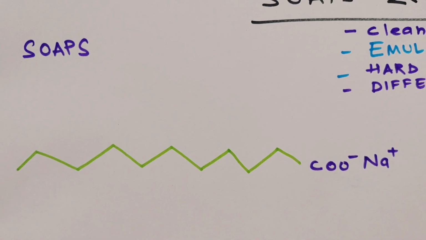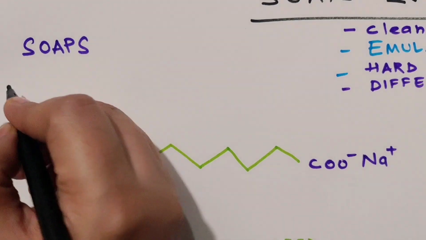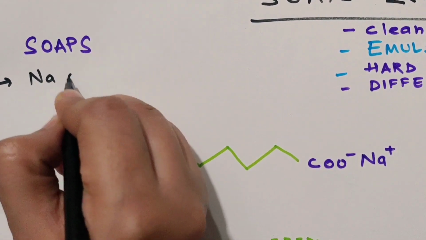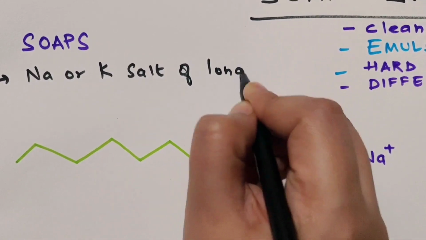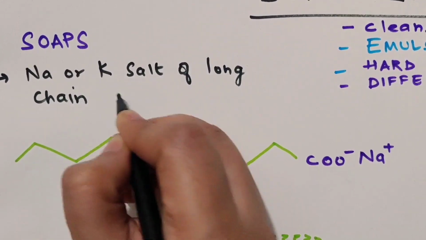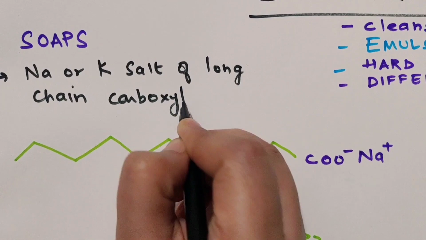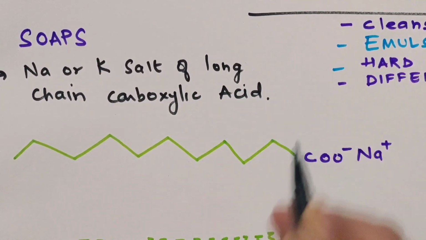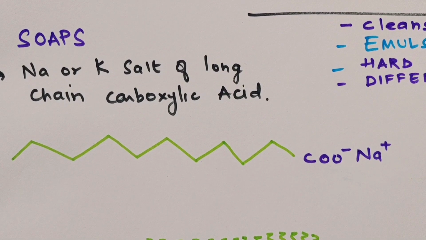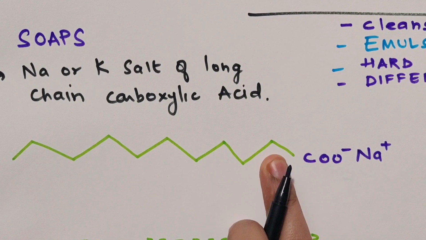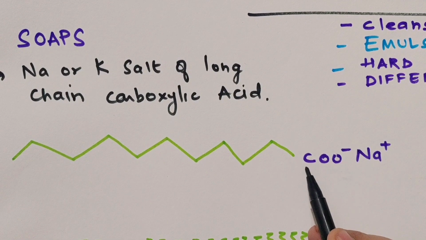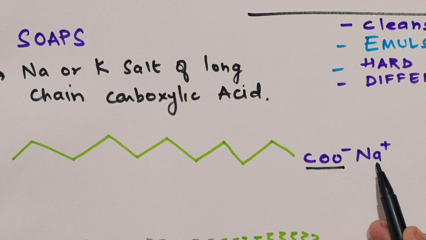Okay, so let's first talk about what a soap molecule is chemically. A soap molecule is a sodium or potassium salt of a long chain carboxylic acid. That is the very definition of soap. It looks something like this. This is the long chain and this is the carboxylic acid part. This is the sodium part. Here instead of sodium you can also have potassium.